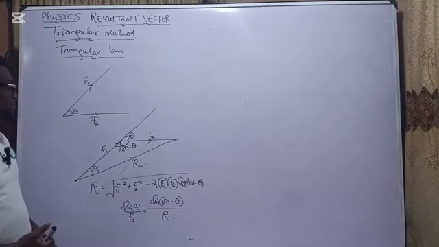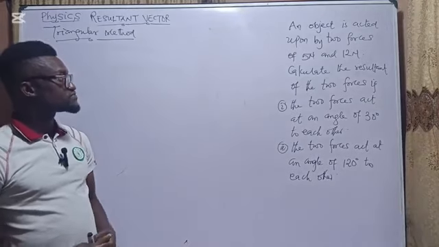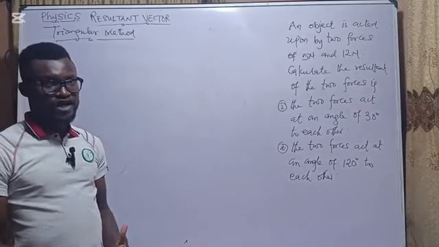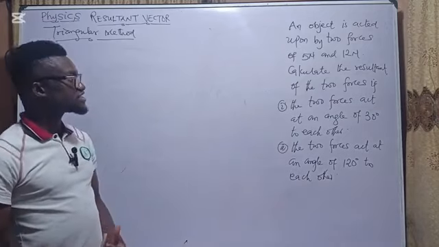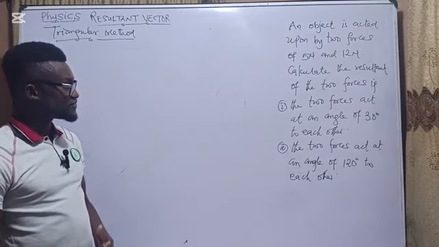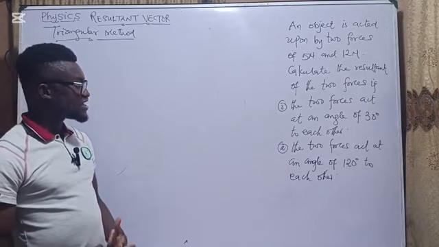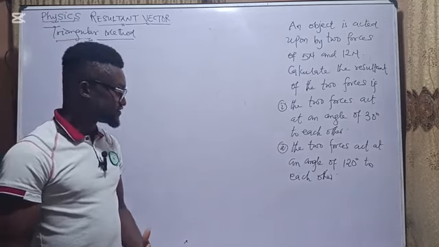Now let's have a question on it. We have a question on the board. Now we are going to use the triangular method to solve it. The question reads, an object is acted upon by two forces of 5 Newton and 12 Newton. Calculate the resultant of the two forces if the two forces act at an angle of 30 degrees to each other.